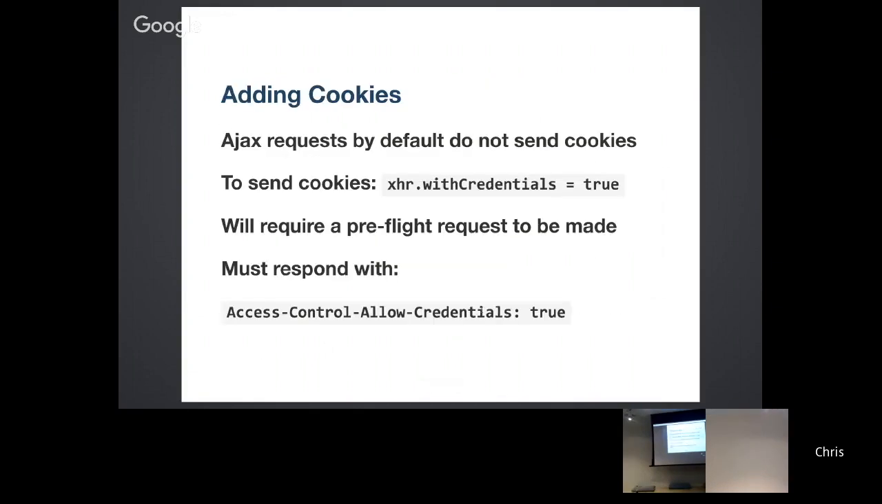So cookies are interesting. By default, an AJAX request does not send cookies. You can imagine a world where they were turned on by default. People would be sending cookies all over the place, and it'd be scary. And yeah, everyone would have been hacked by now. So to send cookies, you have to set the with credentials option on the XHR request to true. The moment you do this, you're going to require a pre-flight request to be made. And the server must then respond with the header Access-Control-Allow-Credentials: true. Otherwise, you're going to have a failed request again.